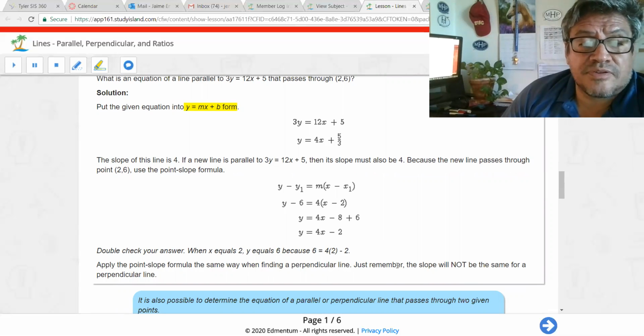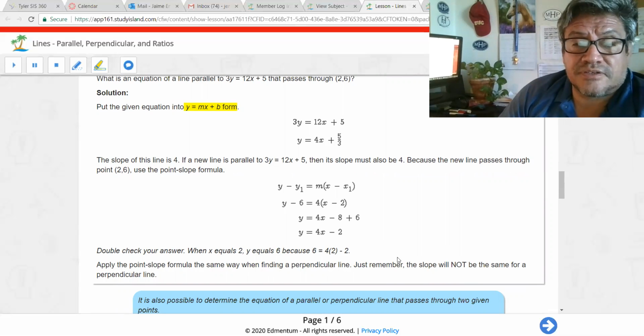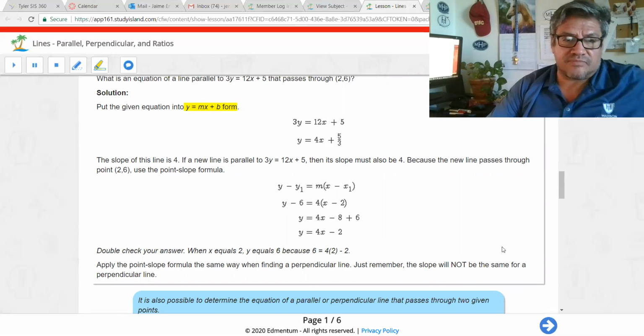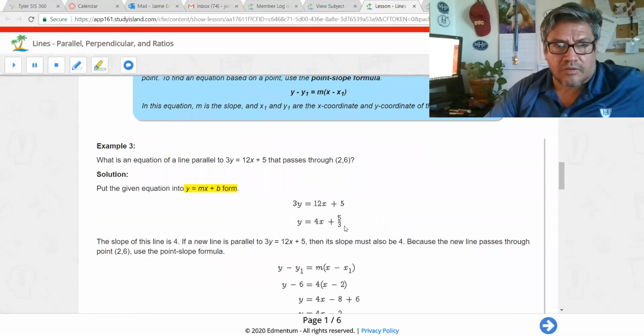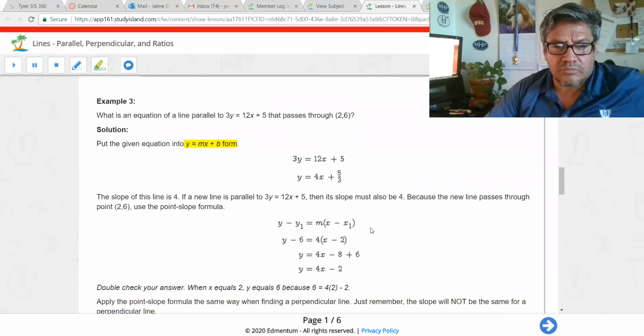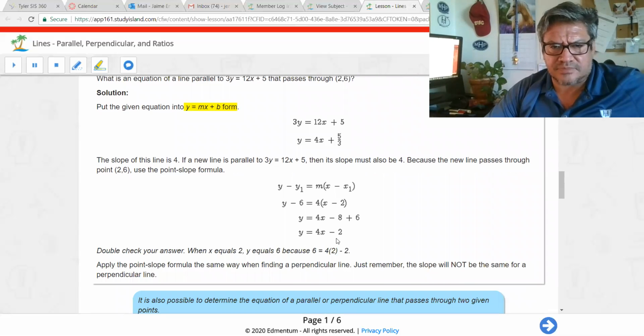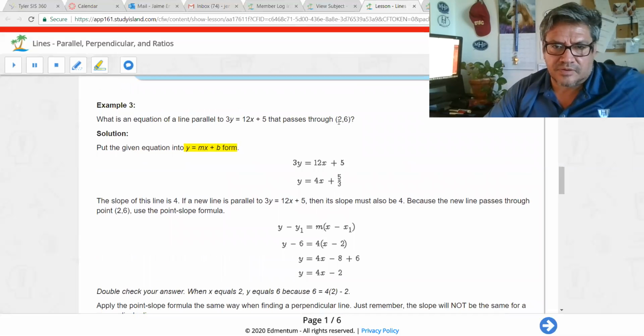Apply the point slope formula the same way when finding a perpendicular line. Just remember the slope will not be the same for a perpendicular line. And there you have it. Y equals 4x minus 2 is your equation for a line that passes through 2, 6, and it's parallel.